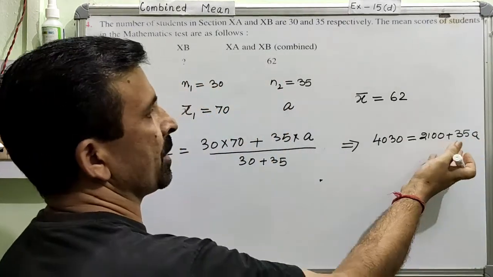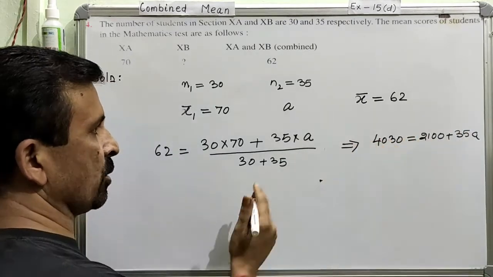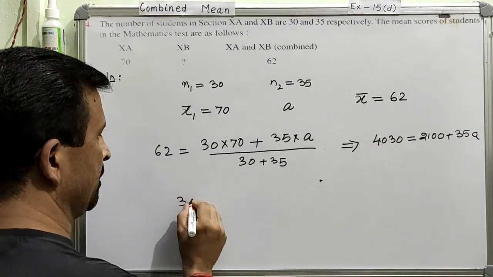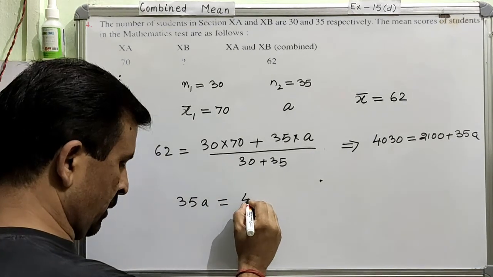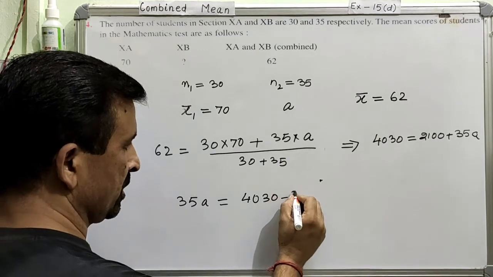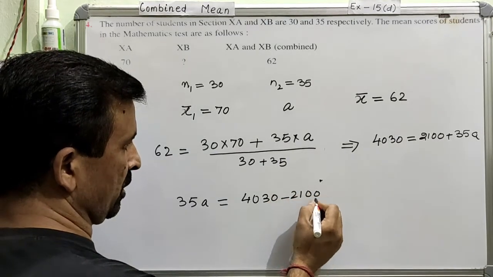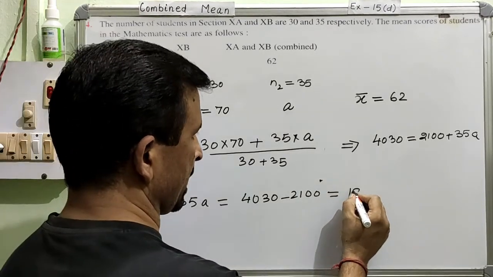right? Now we can simplify. This is just a linear equation. You have to find the value of a. So first of all, 2100 will go to this end. So 35a is equal to 4030 minus 2100, right? This is equal to 1930.